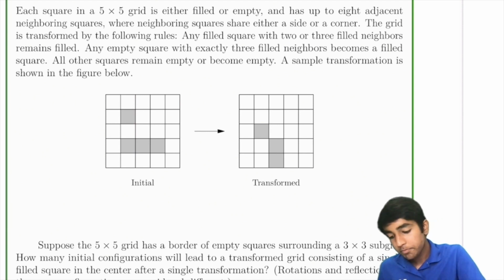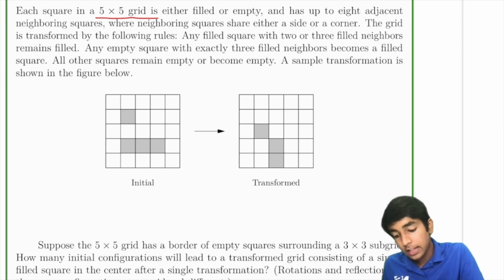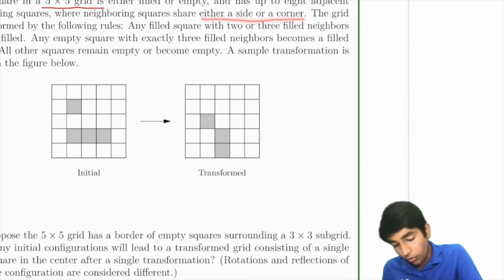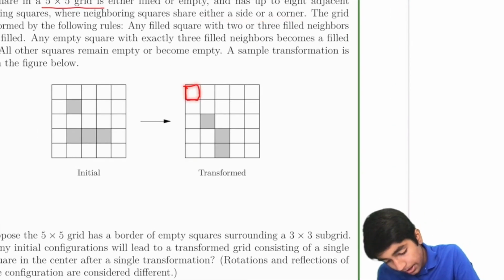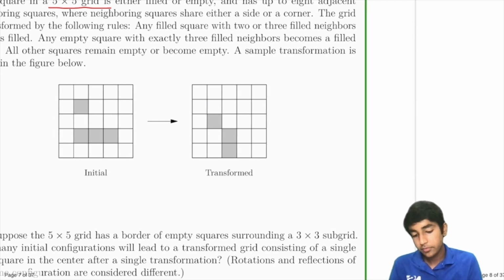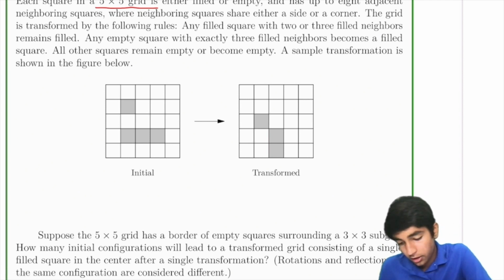Let's take a look. Each square in a 5x5 grid is either filled or empty, and has up to 8 adjacent neighboring squares. So neighboring squares are squares that share a side or a corner. So for example, these squares are neighboring. It does not necessarily just have to be a side. And there's some rules for transformations.